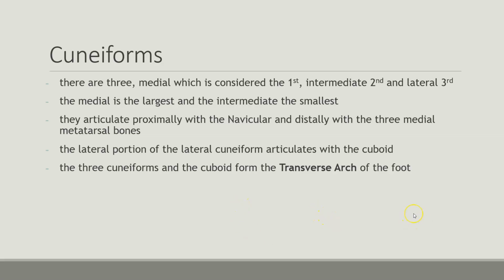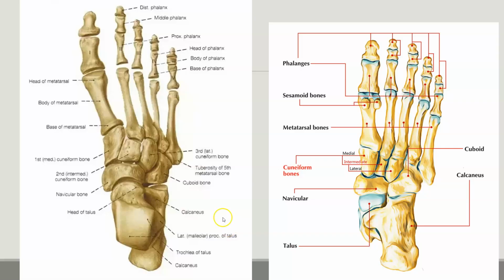They articulate proximally with the navicular and distally with the 3 medial metatarsal bones. So here we can see the navicular, where all 3 articulate, and then the most medial articulates with the first digit of the foot, the second articulates with the second, and the third articulates with the third. We can see it here. You can also see medial, intermediate, and lateral in this diagram as well.